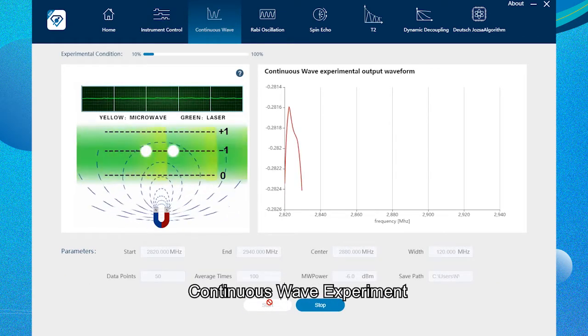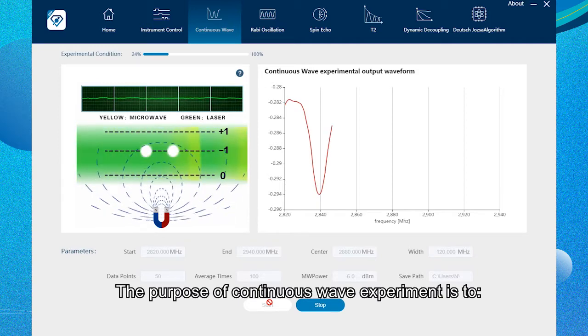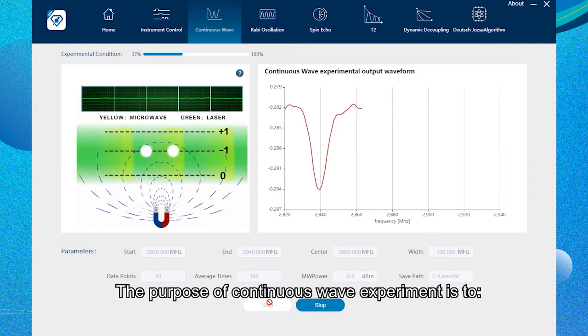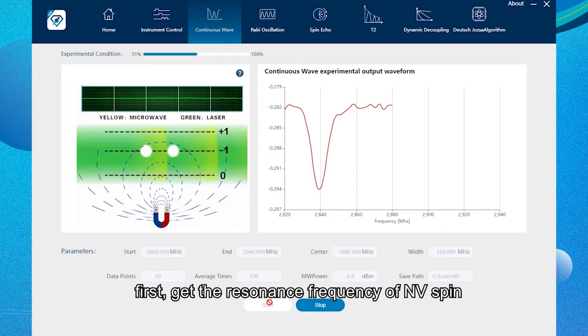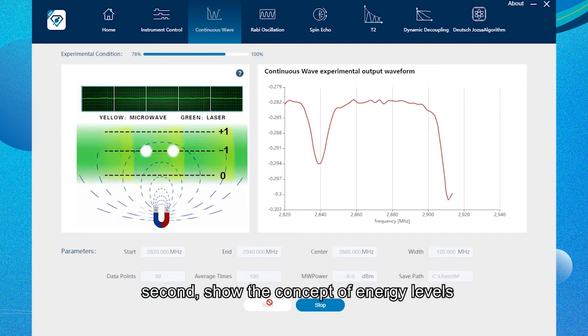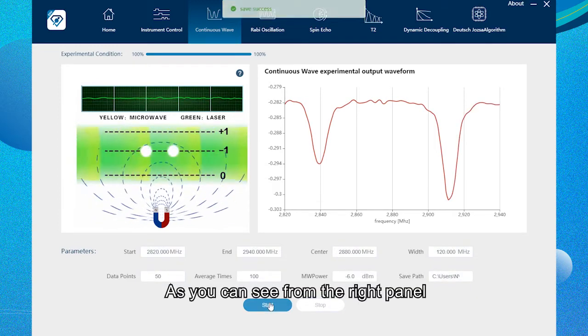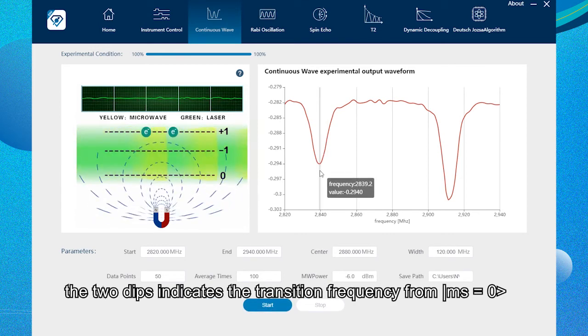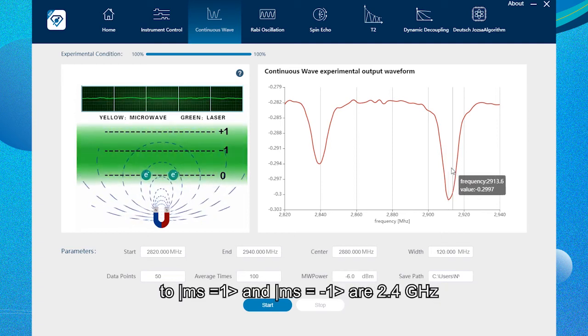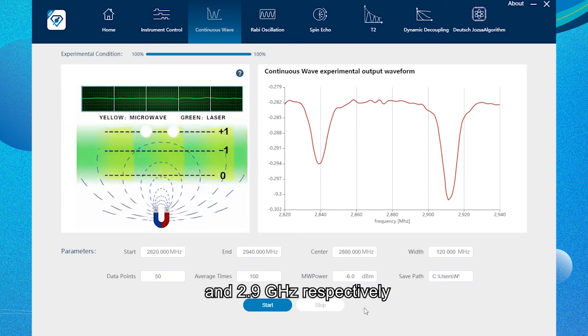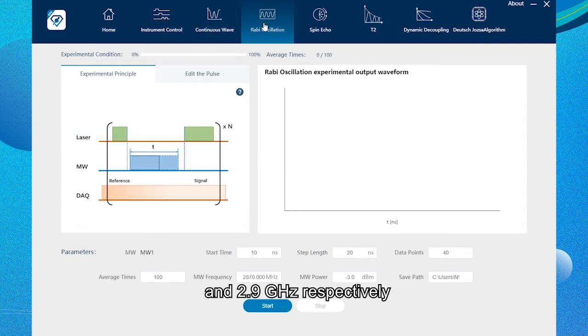Continuous wave experiment. The purpose of the continuous wave experiment is, first, to get the resonance frequency of the NV spin. Second, to show the concept of energy levels. As you can see from the right panel, the 2 levels indicate the transition frequency from ms equals 0 to ms equals 1 and -1, at 2.4 GHz and 2.9 GHz respectively.